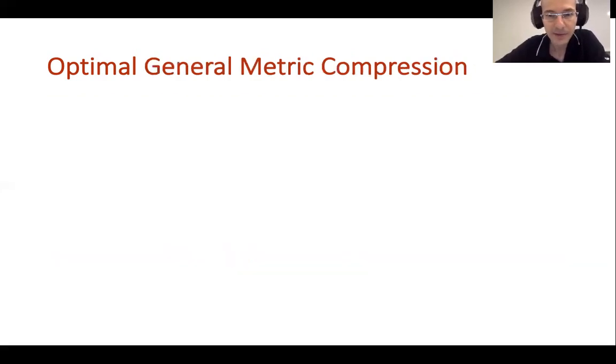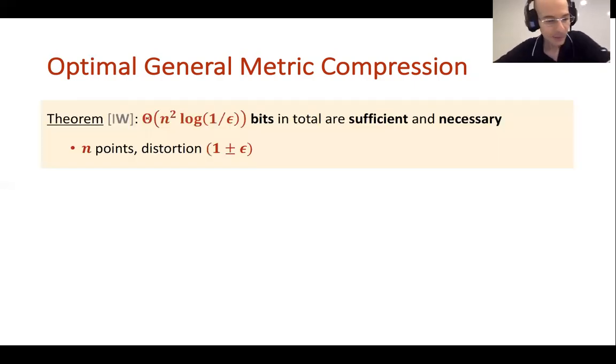Let me state another result. So this is a little bit of a detour, but I want to mention it. The same question that I posed about Euclidean metric spaces, we can ask about any family of metric spaces. What is the minimum space you need to represent it? And in particular, you can ask it about general metric spaces, so any set of points with distances that satisfy the triangle inequality. And here we also get a tight bound, and it turns out to be n squared times log 1 over epsilon for the whole metric space.